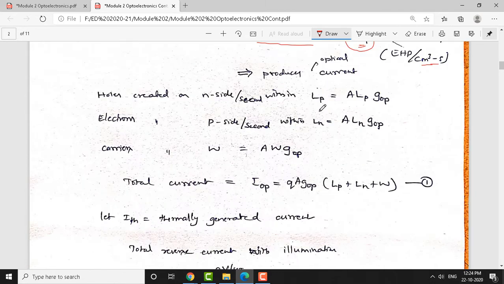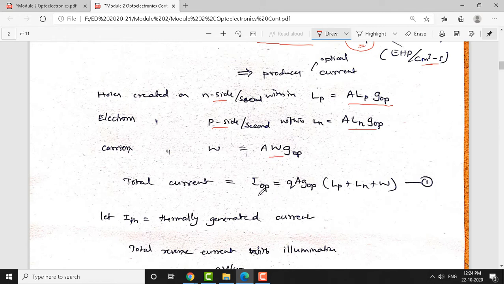So, now all these three segments that we have discussed can be simplified with this mathematical formula, which is given by A times LP times GOP, A times Ln times GOP, and A times W times GOP. This is with reference to N side, P side. Okay. Holes created on N side in a second within this LP. This is electrons created on P side. Okay. Electrons created within, this is the formula for that, and carriers which are generated within the depletion region is this, and this results in a total current.